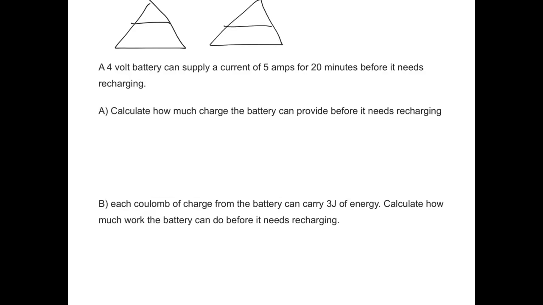So the first one is voltage is current times resistance. The next one is charge is current times time. And then finally, the third electrical triangle that I use is work done is voltage times charge.